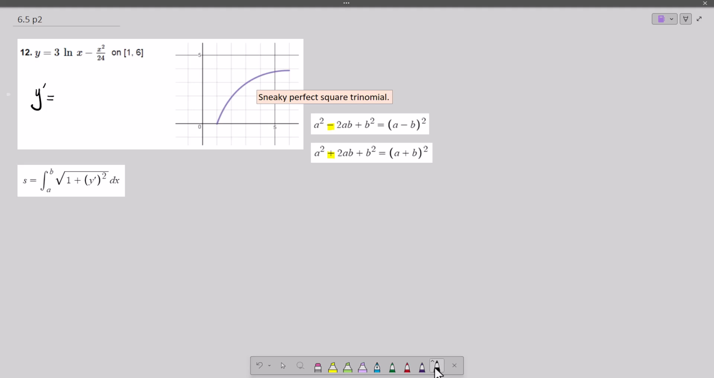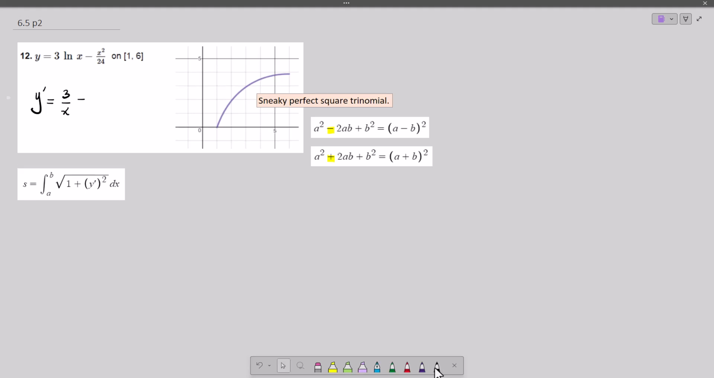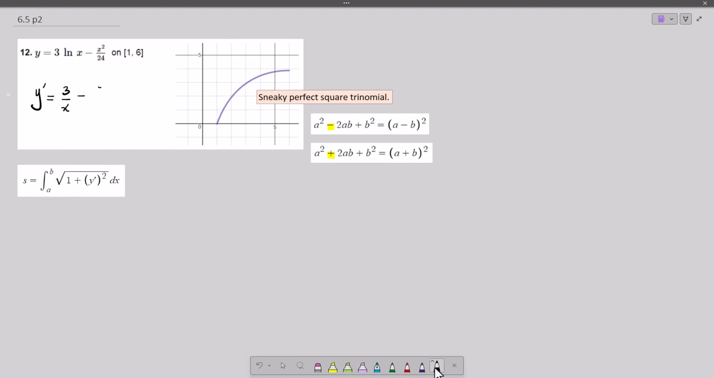So we have to take the derivative. Derivative of ln of x: 1 over x for ln x, but then we're going to multiply by 3 to get 3 over x. And then when we take the derivative here, the 2 is going to come down and cancel with the 2 in the denominator and give us a 12. And so that will be x divided by 12.